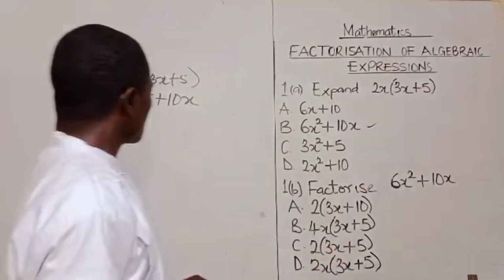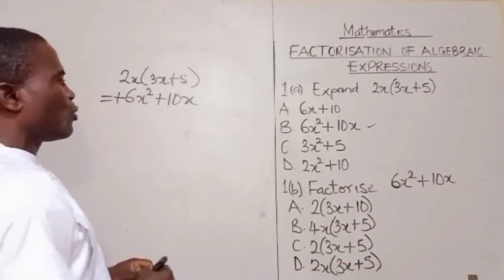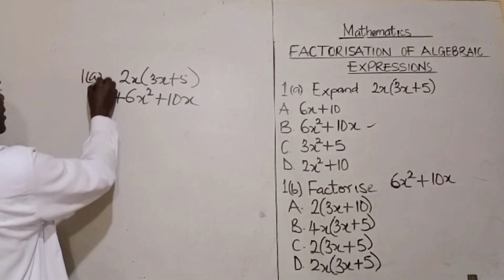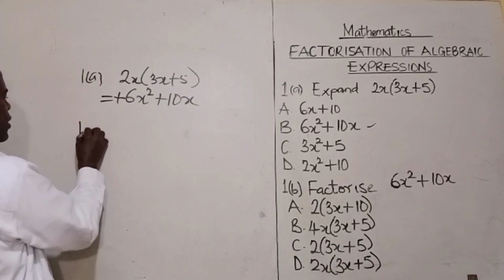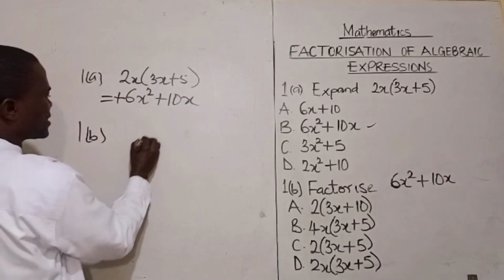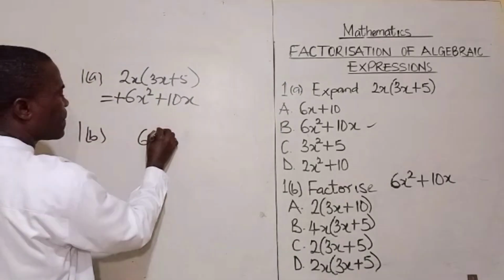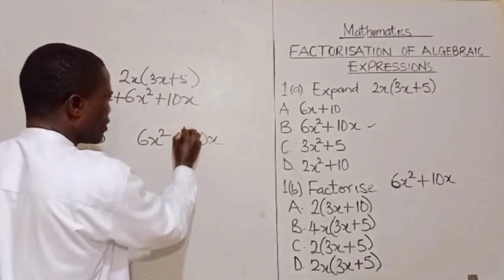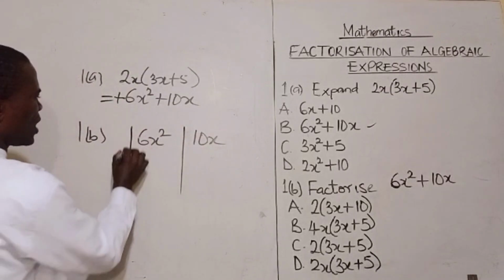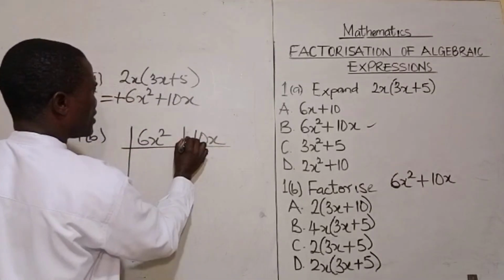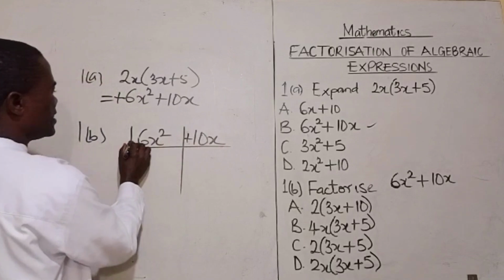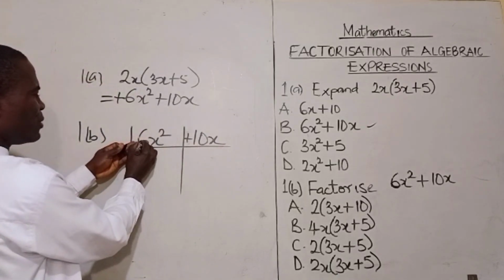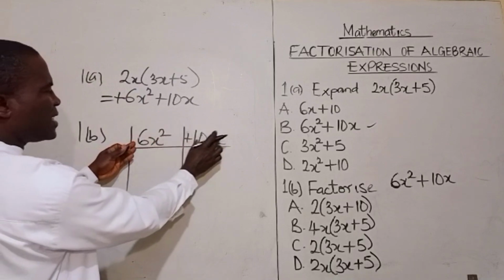Here are the options. For us to be able to solve this problem, what do we do? This is 1a. Then for us to solve 1b, we are going to have something like this. We have 6x squared, then we have 10x. Look at what we have here. This is plus 10x, and here is also plus.